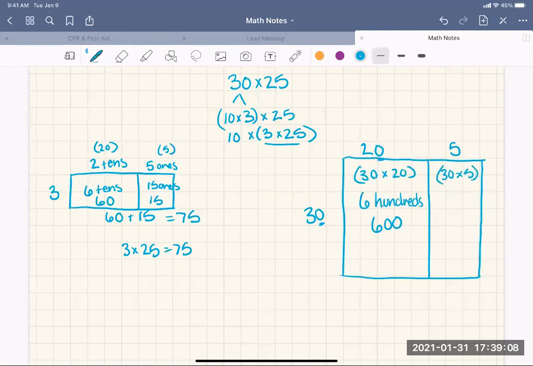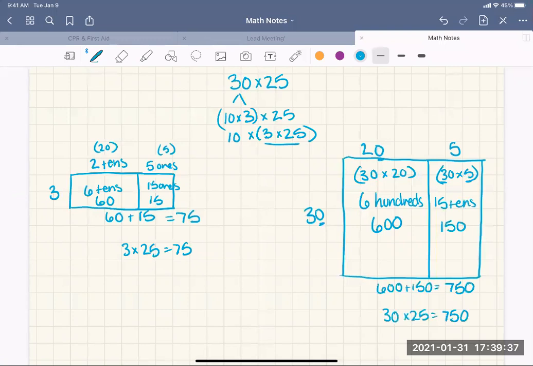Well, 3 tens times 5 would be 15 tens, which gives us 150. So we're going to add those two together. We end up with 750. So 30 times 25 is equal to 750.